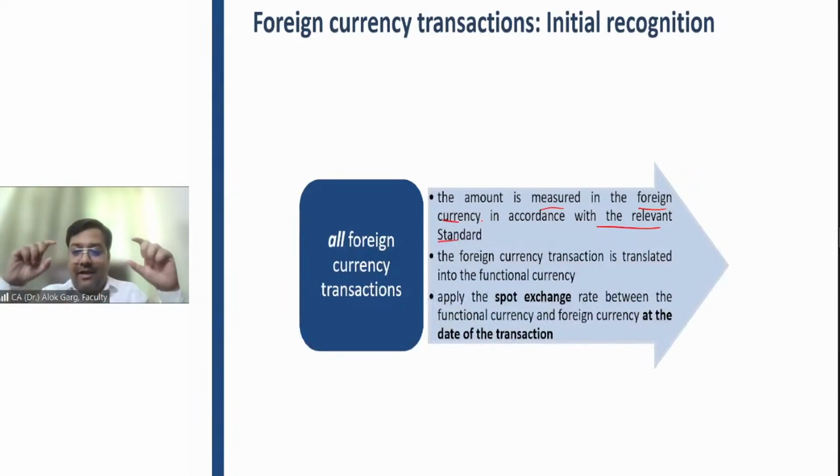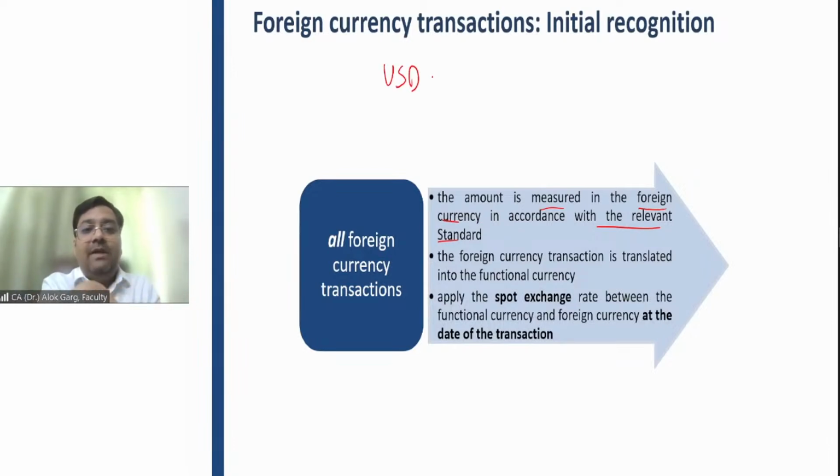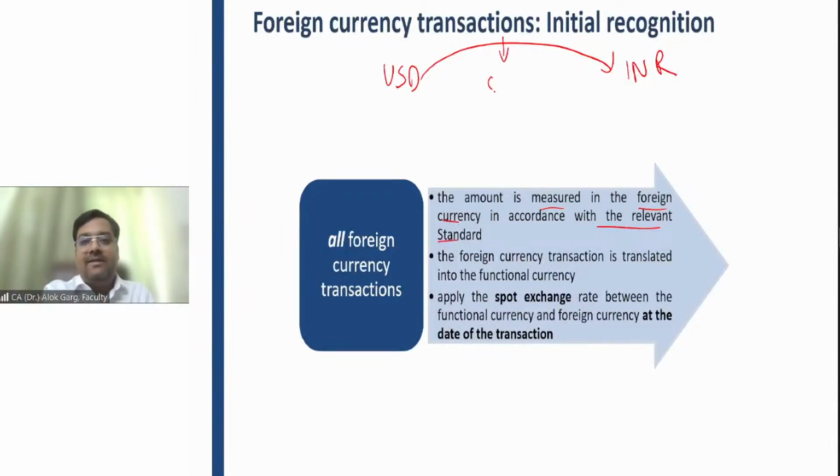So when I'm converting US dollar into INR, who will give me the answer of how to convert? Ind AS 21 will give the answer, and Ind AS 21 will say that you have to convert at the spot rate. What is a spot rate? Spot rate is the exchange rate on the date of transaction. Is that clear? Yeah. Okay, sir. Sir, we understood that.